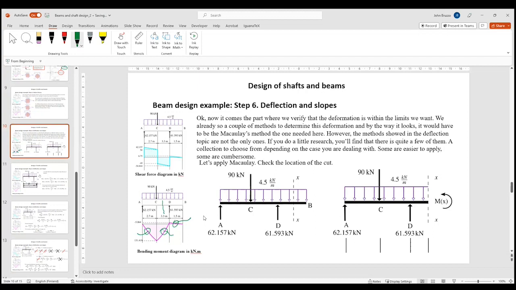Now with Macaulay's, you're going to have just one formula, and you could put it in a computer and get the graph of the whole beam. Or you can straight ask Macaulay's, what's going to be the deformation at 2.5 meters from the left? And it's going to tell you it's this much. Because using these discontinuity and singularity functions, some functions are going to be active or not, depending on what you consider. And the implementation in Excel, for example, is pretty straightforward and simple.